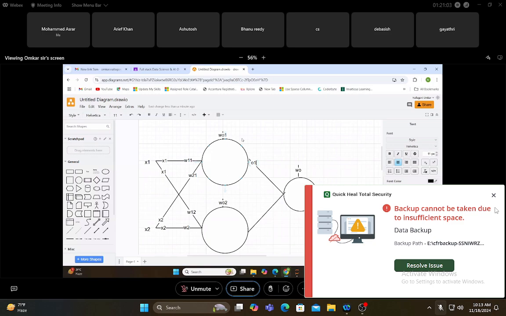Summation plus activation. And while it's traveling, what does it have again? One weight again. Every line will have a weight. That weight you can call W1, suppose. Here also O2 will come, and suppose this weight name is W2. And finally what you will get? Output.